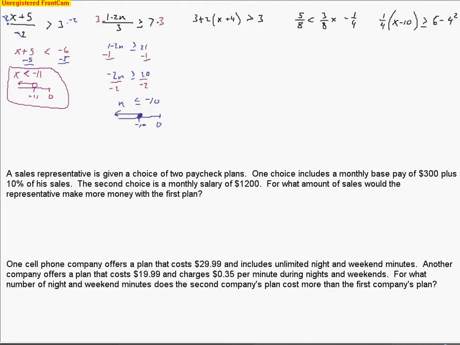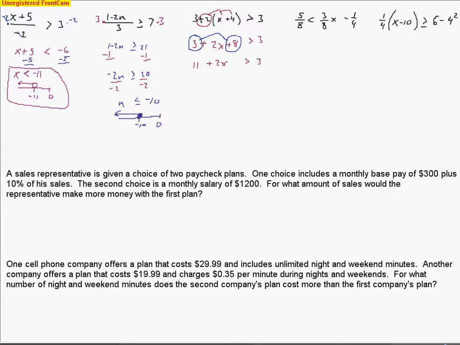Taking a look at our next one here, we're going to distribute the 2 over the x plus 4. Don't add, because in order of operations we multiply before we add. So what we're left with is 3 plus 2x plus 8. This is greater than 3. So now I'm collecting like terms. I'm going to collect the 3 and the 8, using the commutative property, moving the 8 next to the 3. And so what I'm left with is 11 plus 2x is greater than 3.